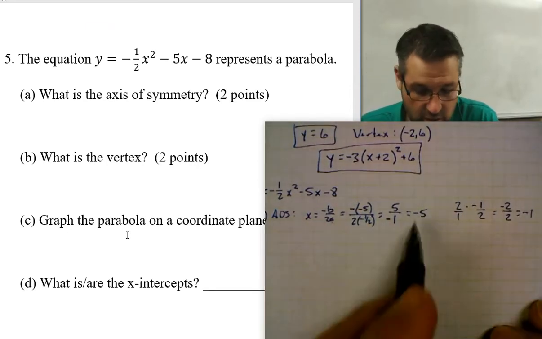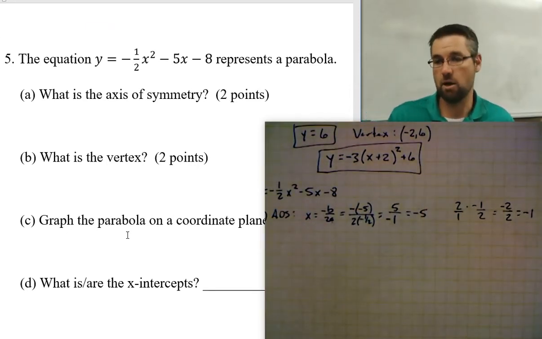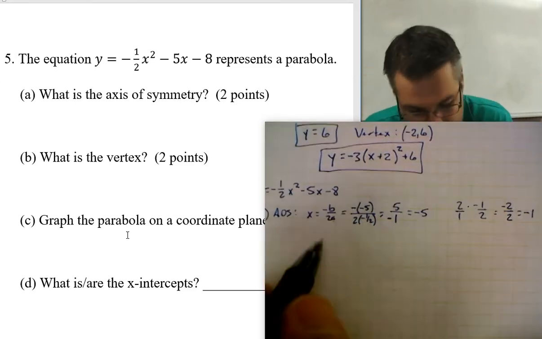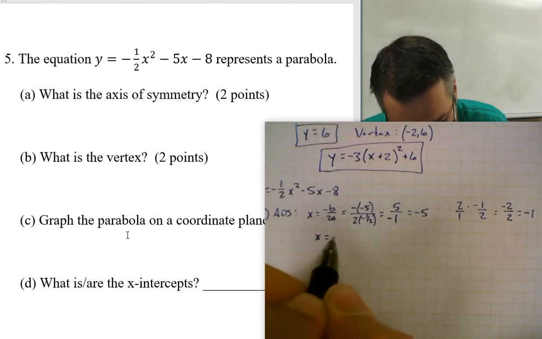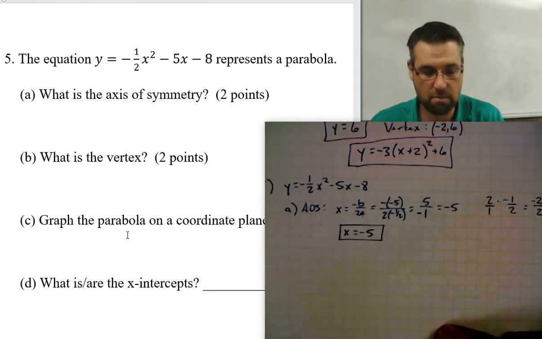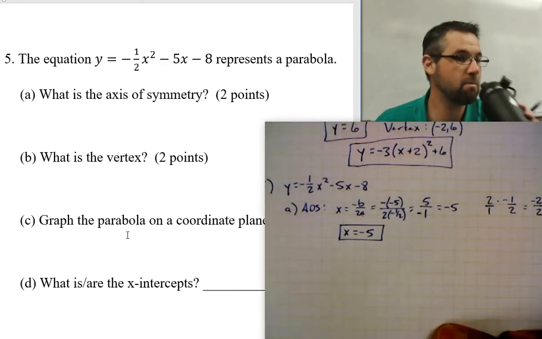If you just left it there and said the answer is -5, you missed out on a point, because remember, an axis of symmetry must be written as an equation. It's x equals -5. That is our answer for our axis of symmetry. So maybe you made a mistake based on that.